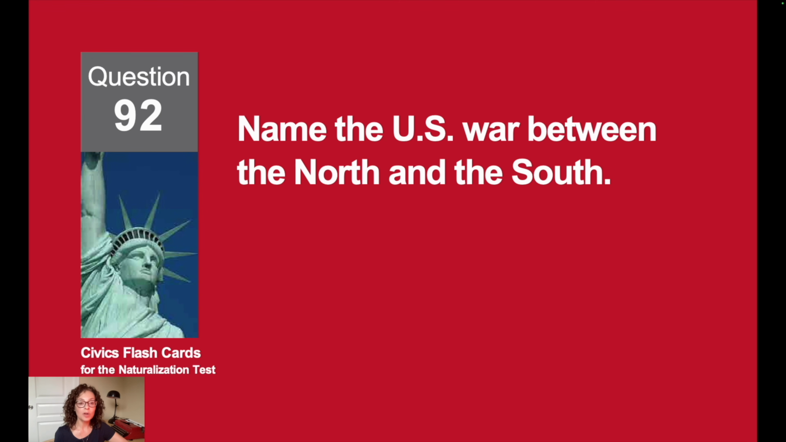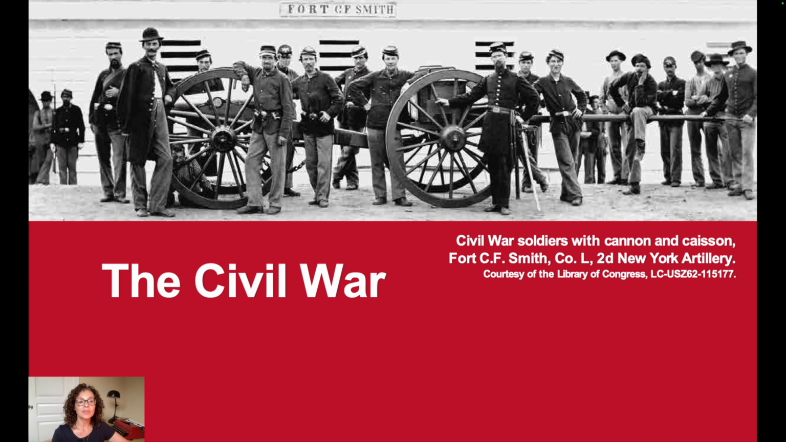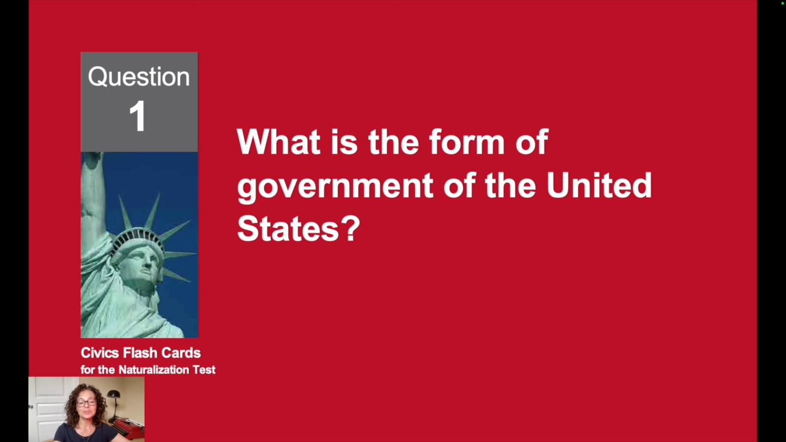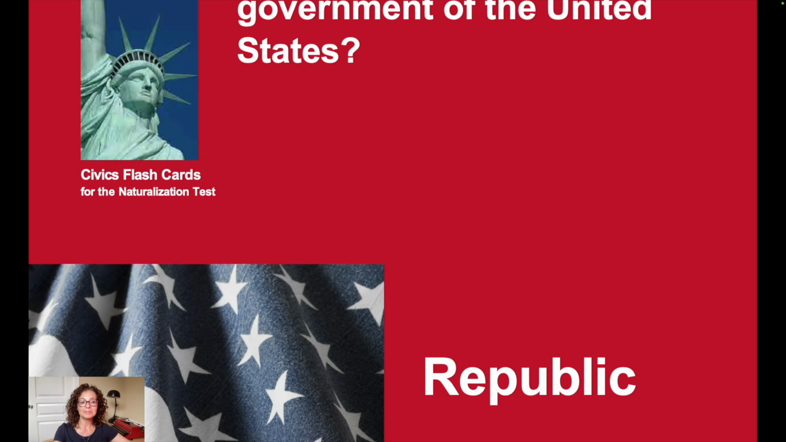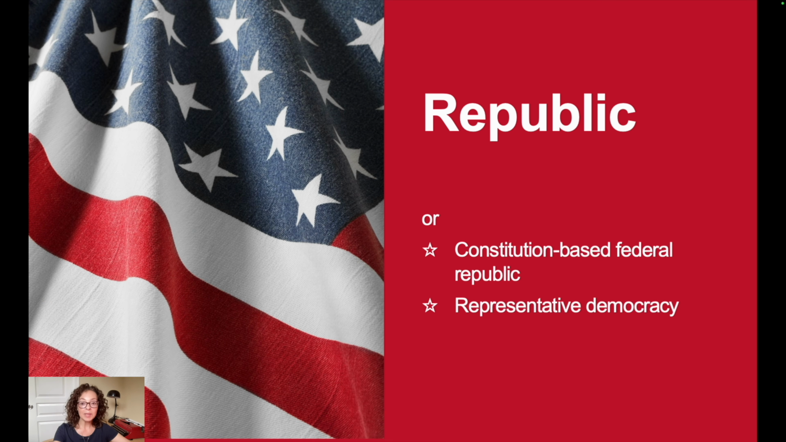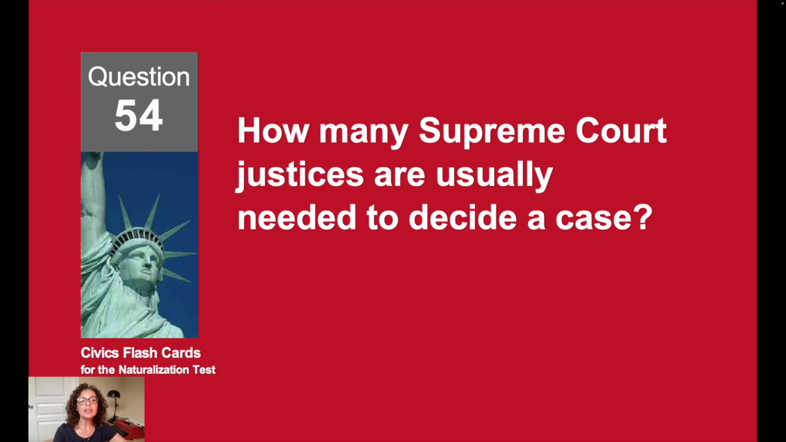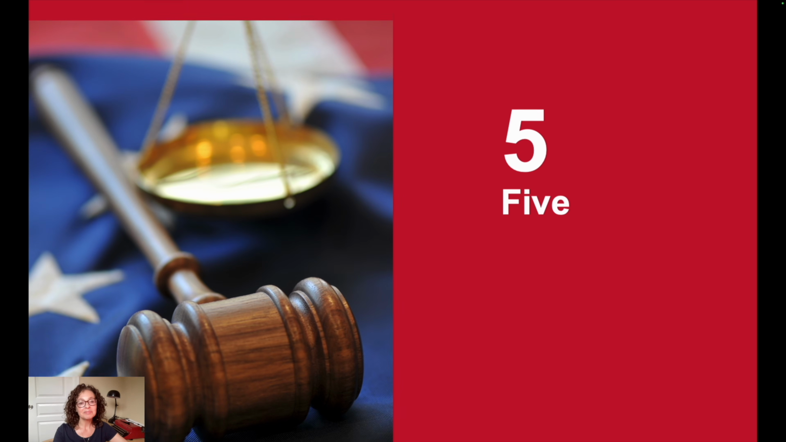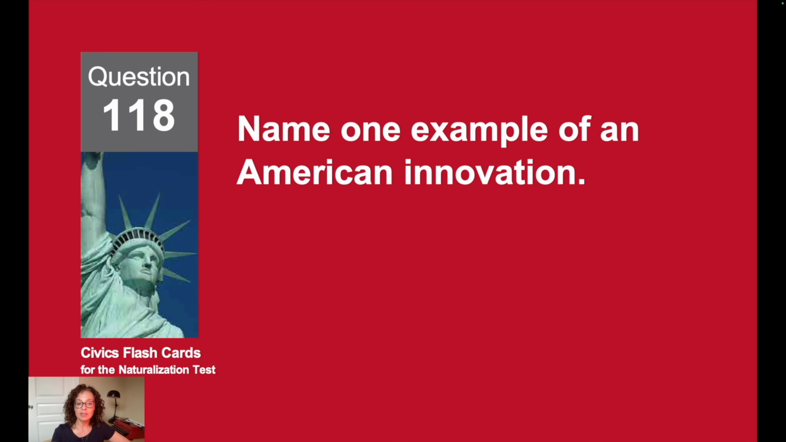Name the U.S. war between the North and the South. The Civil War. What is the form of government of the United States? A republic. How many Supreme Court justices are usually needed to decide a case? 5. Name one example of an American innovation.